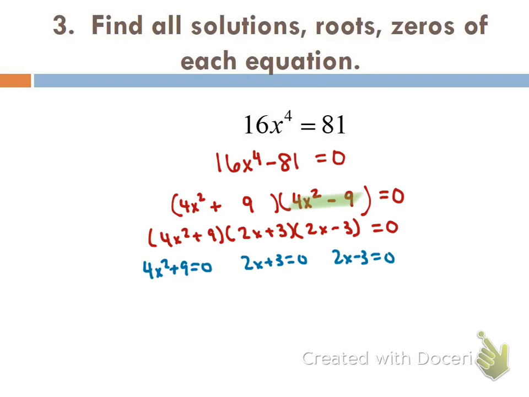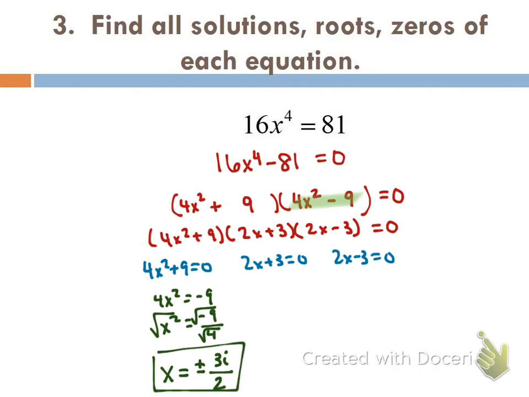I'm going to solve all three pieces. So we subtract 9 from both sides. We divide by 4. I square root both sides by square rooting the numerator and denominator. I get x is equal to plus or minus. This time they both simplify, so I get 3i in the numerator and 2 in the denominator. I'm going to go to that middle factor, so we subtract 3 and divide by 2.